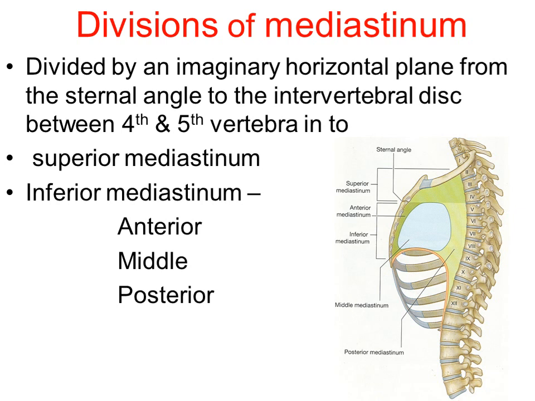So here we can see how the mediastinum is divided by an imaginary horizontal plane which extends from the sternal angle to the intervertebral disc between T4 and T5 vertebra. And the divisions are the superior mediastinum and the inferior mediastinum, which is further divided into three more subdivisions, namely anterior mediastinum, middle mediastinum and posterior mediastinum.